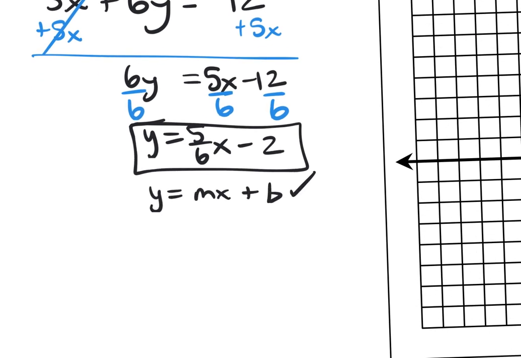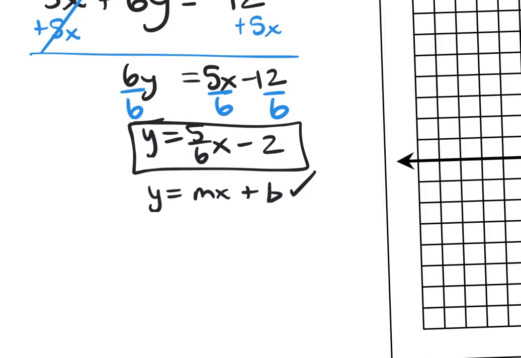Y equals mx plus b. That's what we did a lot of work with yesterday. Okay, so we've done quite a bit in this problem. We got it in good standard form where a was not negative. We rearranged standard form into slope-intercept. And now the last thing I need to do is graph it.